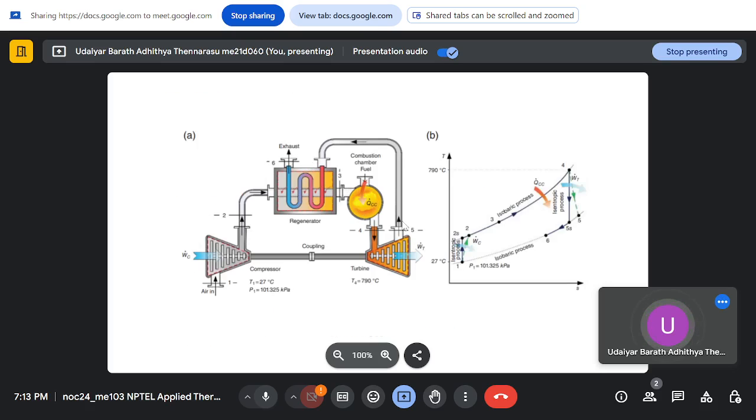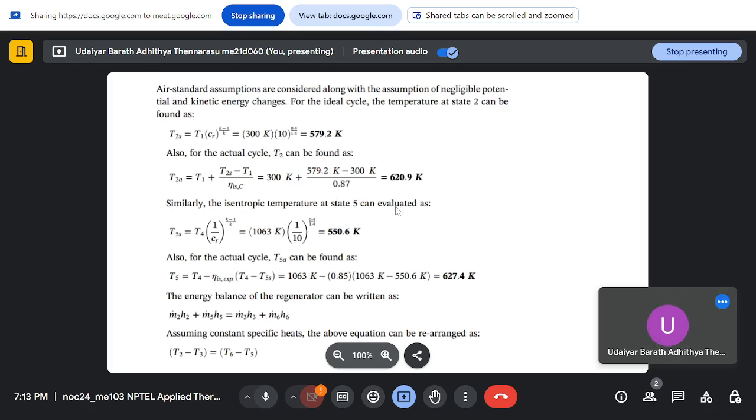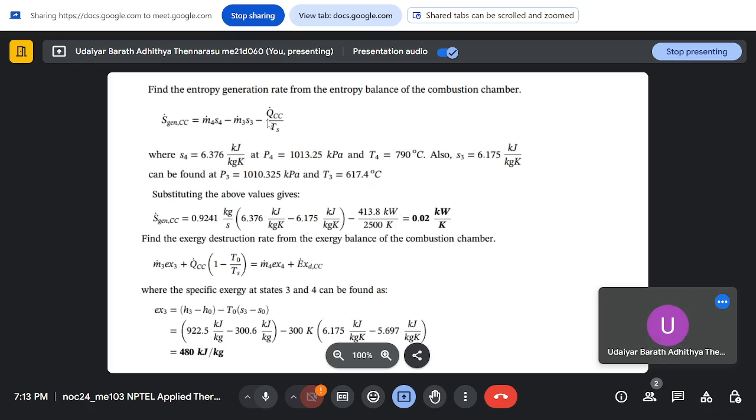So the combustion chamber is here. So S4 minus S3, so out minus in, minus heat added, so minus Q divided by source temperature T naught, Q by T. So this will be equal to the entropy generated, S generated. So what is going out is m dot into S4, minus what is coming in, m dot into S3, minus Q added divided by the source temperature.